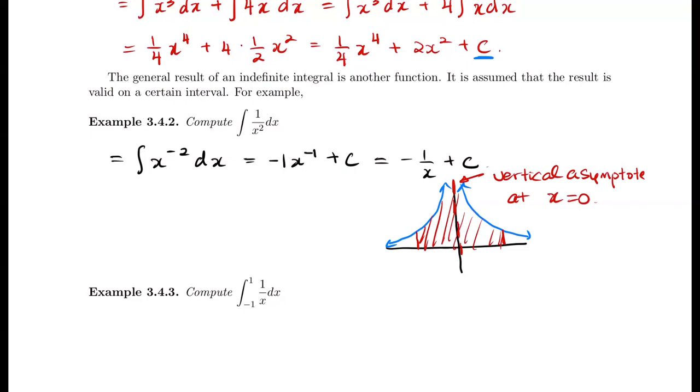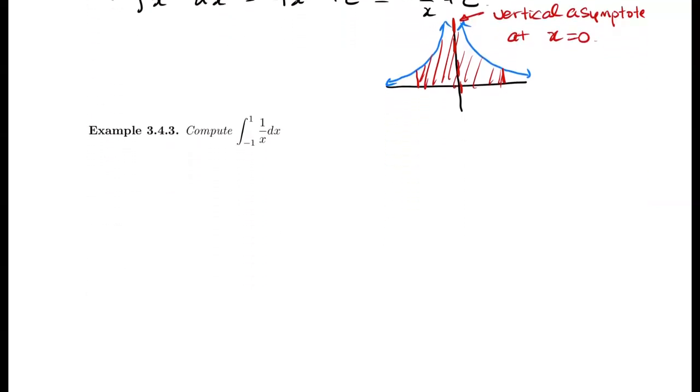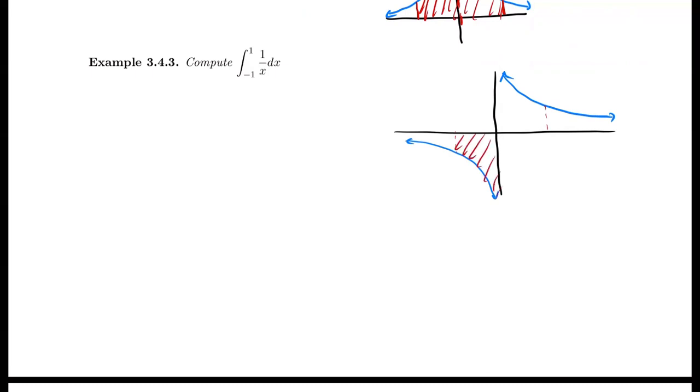But let's see what happens when we evaluate 1 over x between negative 1 and 1. Visually, we have one function going this way, and the other going this way down here, right? So if we want to find the area between 1 and negative 1, we calculate this area, and we also calculate this area over here.